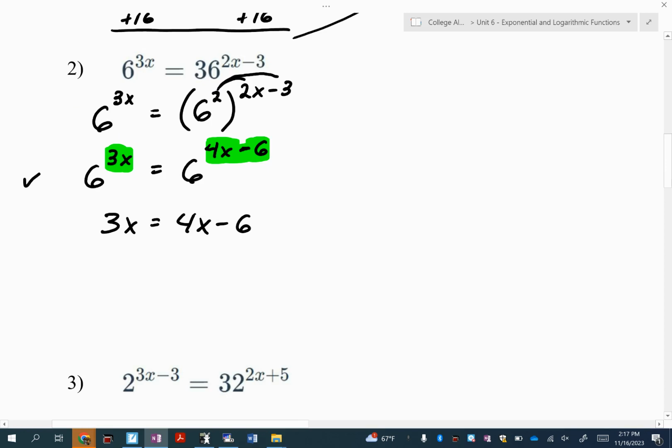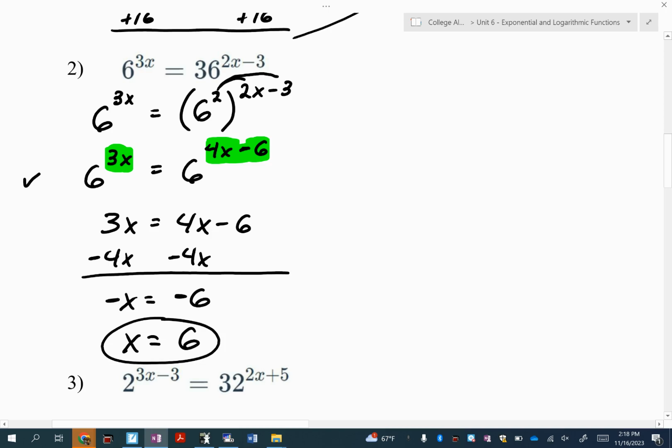I'll do it the other way this time, Emmanuel. I'll do it your way. I'm going to move the 4x over with subtraction and get the opposite of x equals negative 6. Do I want the opposite of x? No. If the opposite of x is negative 6, what is x? Positive 6. Nice. That's number 2.